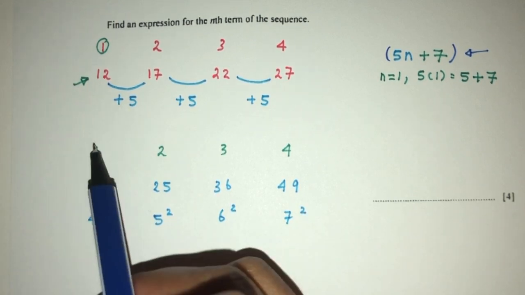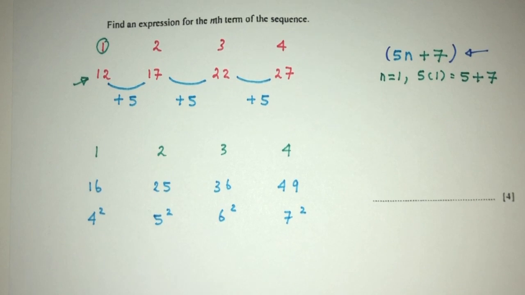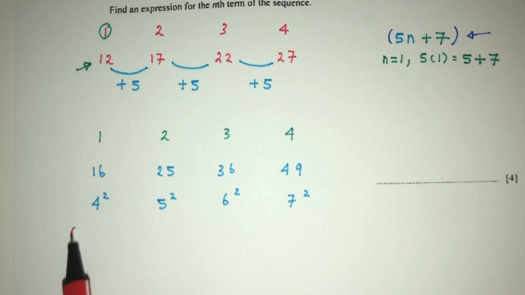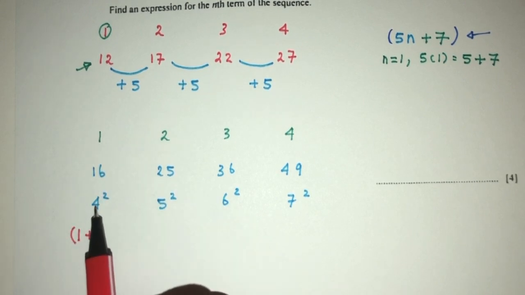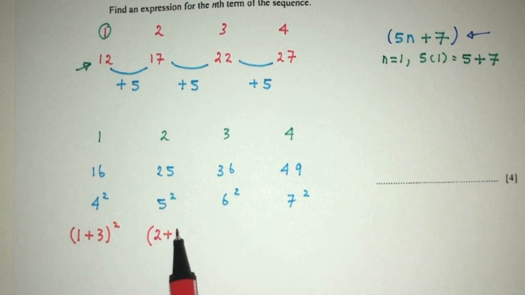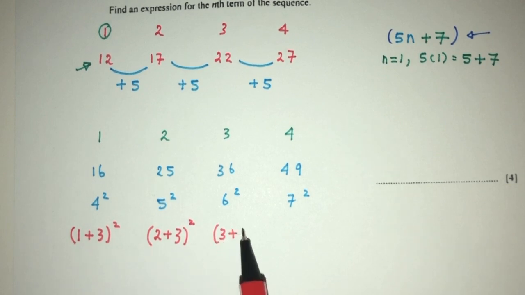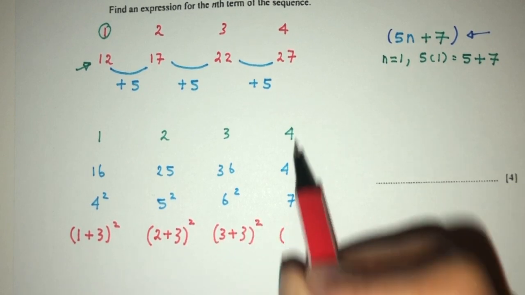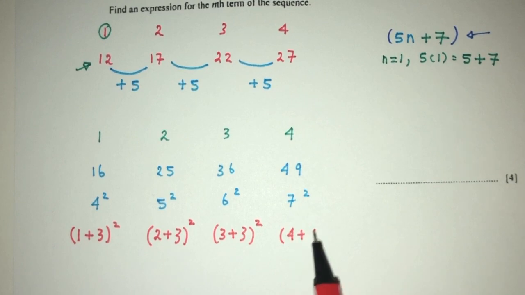Now how can we connect this term with this? So we have to find a relationship. We can see what's happening here. We're taking 1 plus 3 to make it become 4, then square. Here we are taking 2, adding 3 to become 5. So 3 plus 3, here we have 4 plus 3 square.